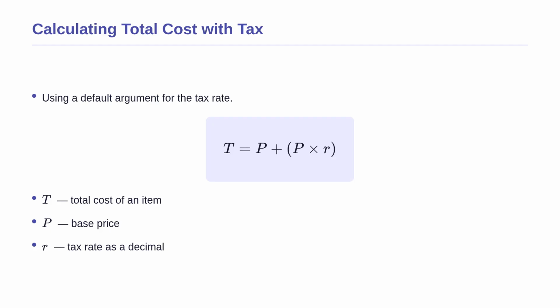Let us see how default arguments work with a concrete mathematical formula. This equation calculates the total cost of an item. T represents the total cost, P represents the base price, and R represents the tax rate as a decimal. In C++, we can write a prototype where the tax rate R has a default value, like 0.05. If you call the function and only provide the base price P, the compiler automatically fills in 0.05 for R. If you provide both, your new tax rate overrides the default.